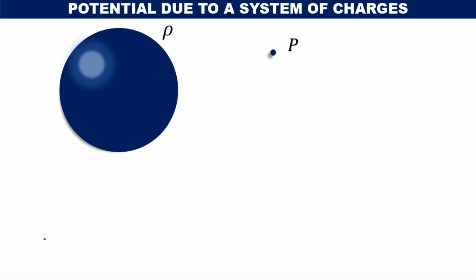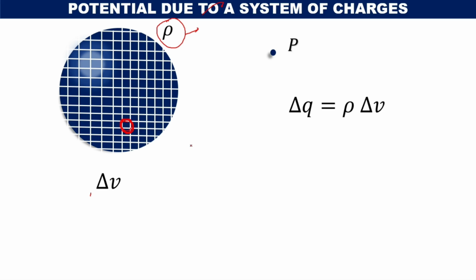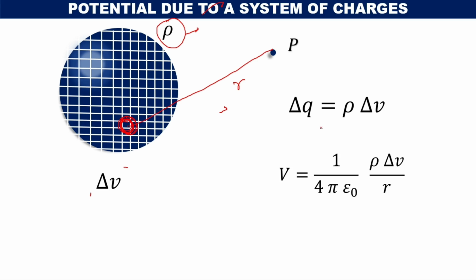Now, in order to find the net potential at P due to the distributed charges, where the volume charge density of the given sphere is represented as rho, we divide the entire sphere into infinitesimally small volume elements, like this, where each element has a volume represented as delta V. Students, you have to remember that the elements shown here have the same volume. That means the charge present in each element is delta Q is equal to rho into delta V. Now we can identify the distance of this element from the given point P as R, then the potential at P due to the charge present in this element only is given by V is equal to 1 by 4 pi epsilon naught into rho delta V divided by R.